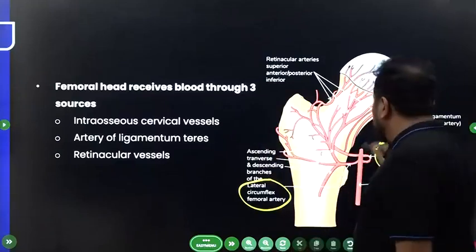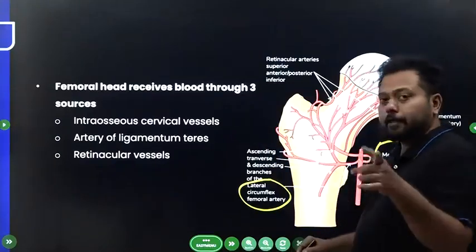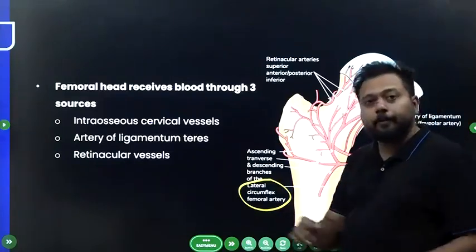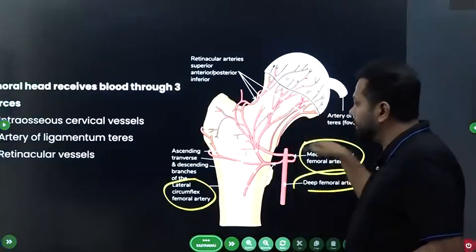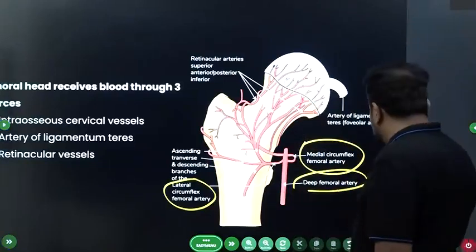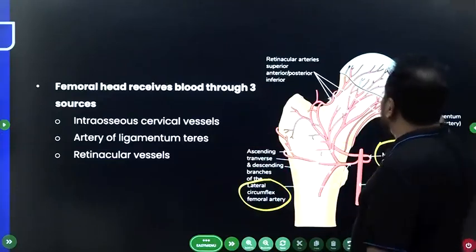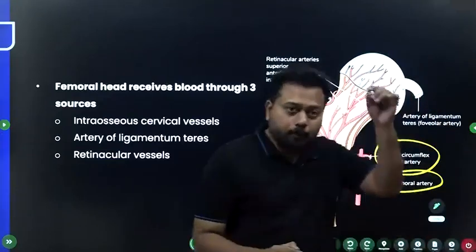You know pretty well, this medial circumflex and lateral circumflex femoral artery are a branch of the deep femoral artery, profunda femoris. So this is one main supply. The next supply is through the artery of ligamentum teres, through the acetabulum.